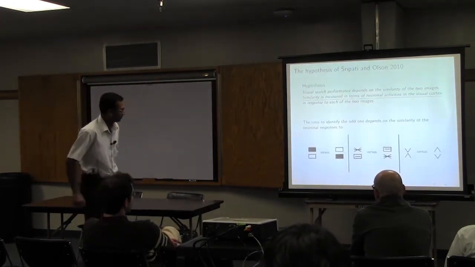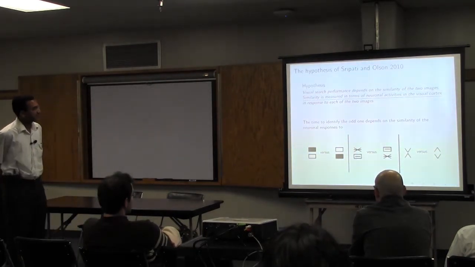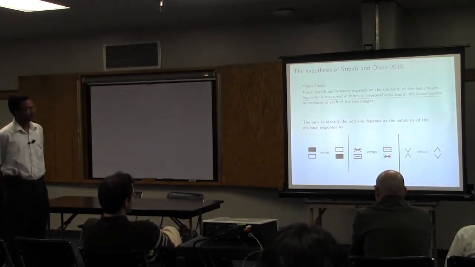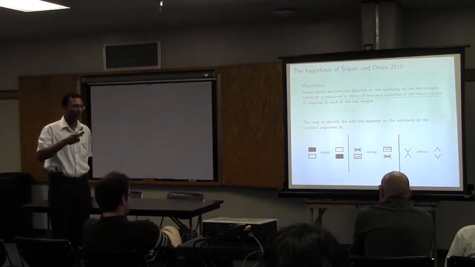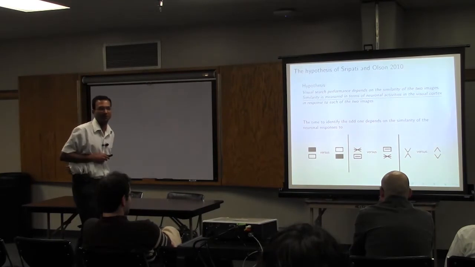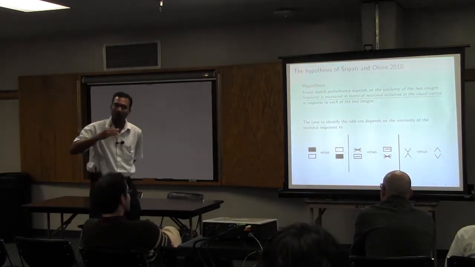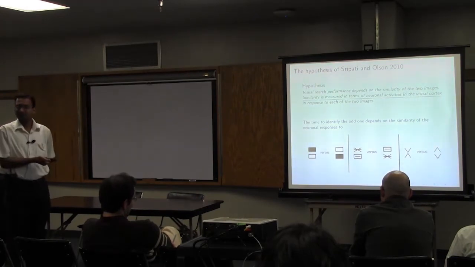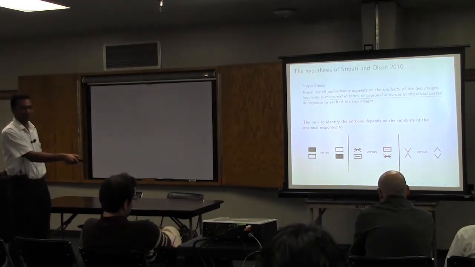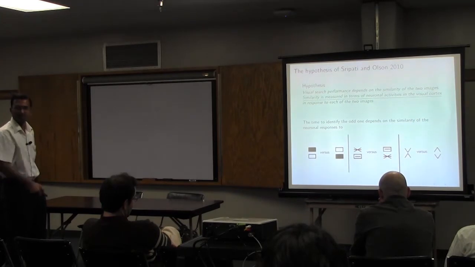To be a little more precise, the time to identify the odd one out is going to depend on the similarity of the neuronal responses. So this is going one step deeper than what Tara was speaking about. We're going to talk about neuronal responses to this image versus this image, or this image versus this image, or this image versus this image.